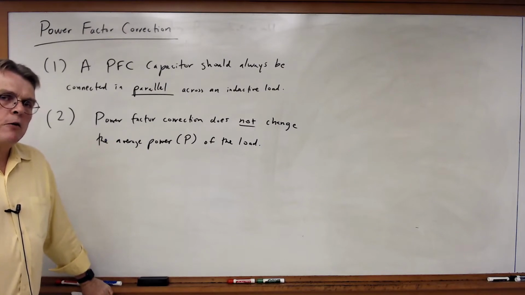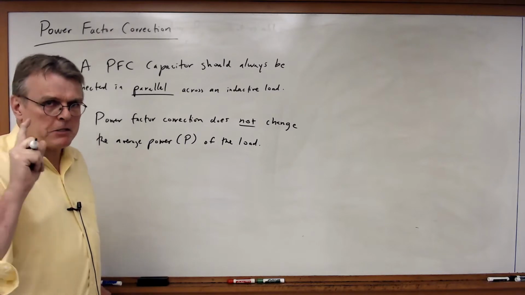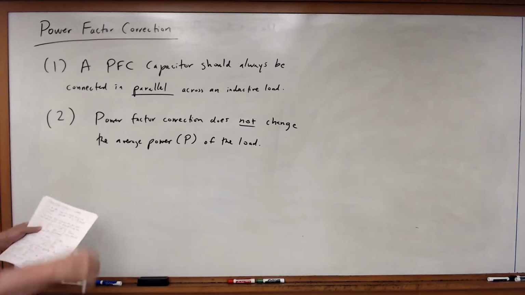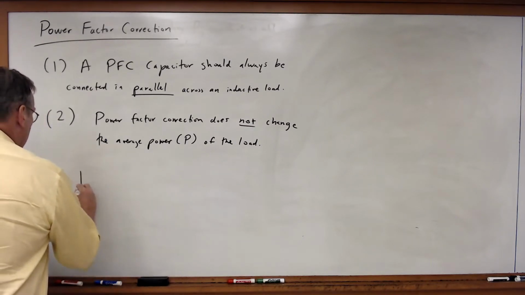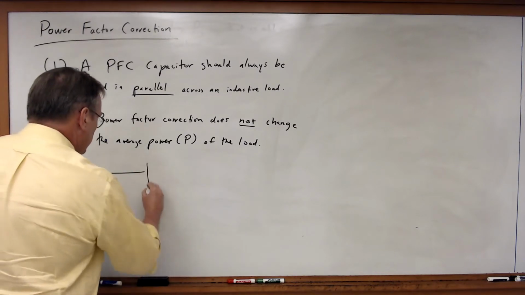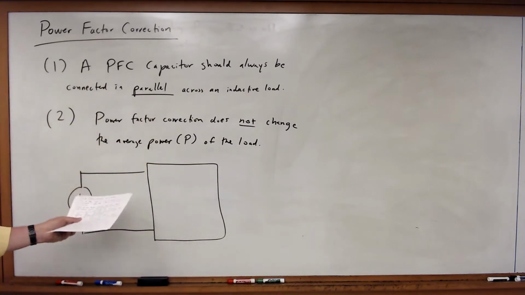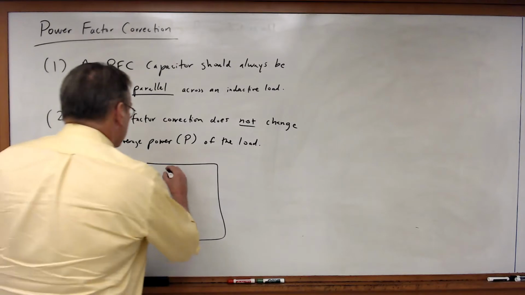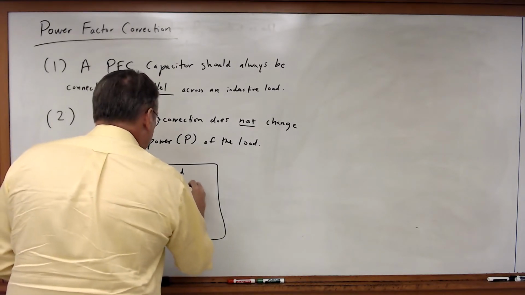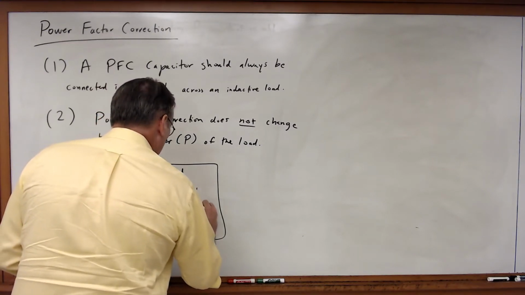The only thing power factor correction does is it cancels out the Q, the reactive power of the load. That's its purpose. So let's work an example just to show this again. In this case, let's assume we have a source connected to some load. I'm simply going to give the P and the Q for that load. So here's our load. P is equal to 1 kilowatt. Q is equal to 800 VARs.